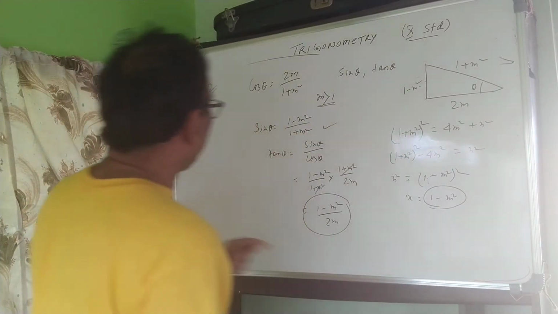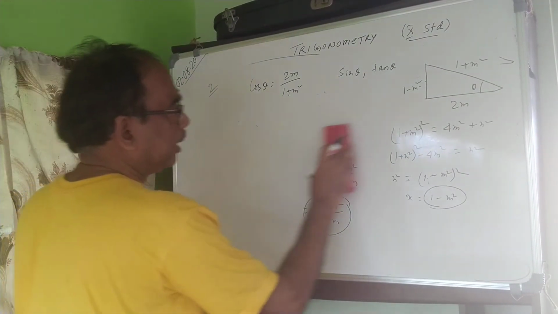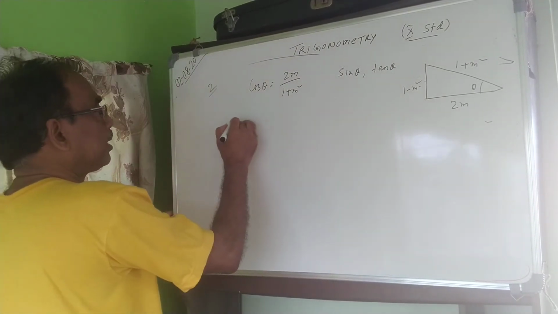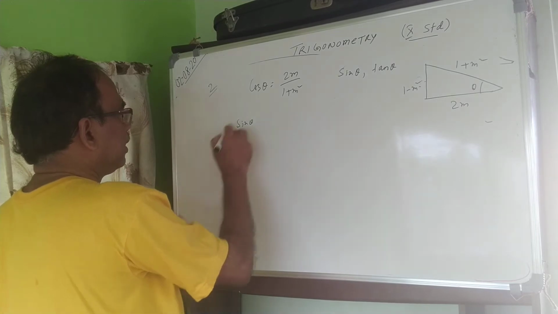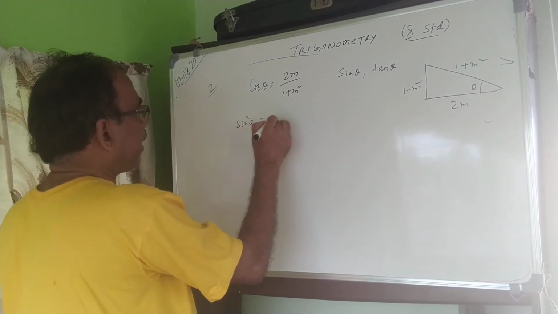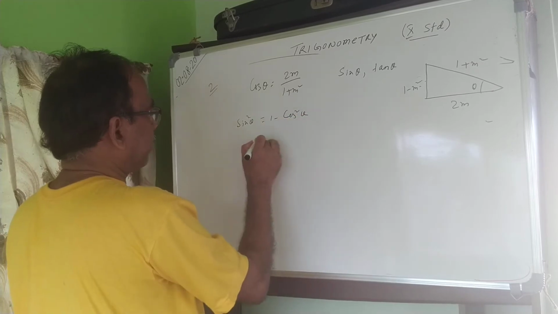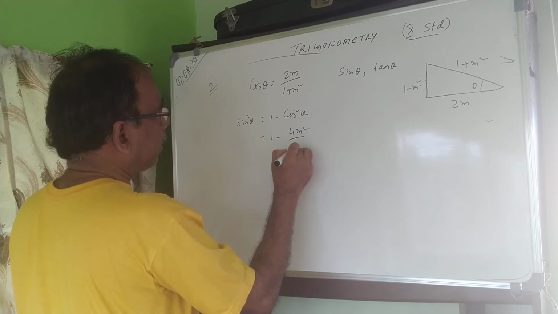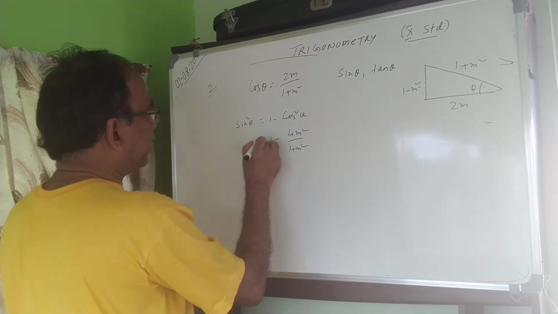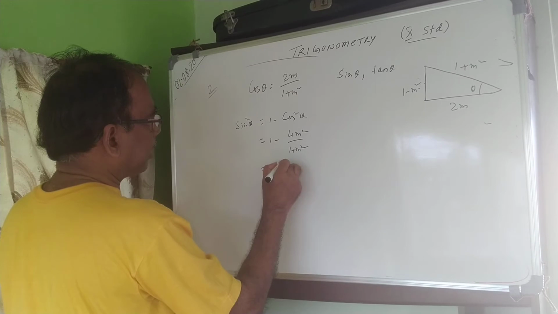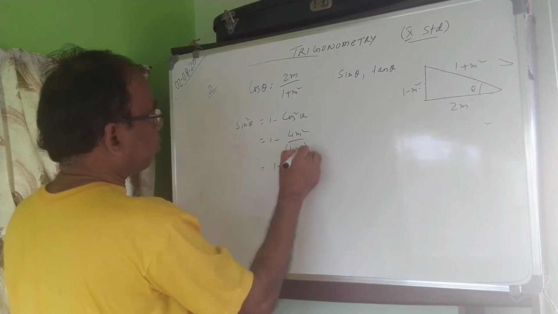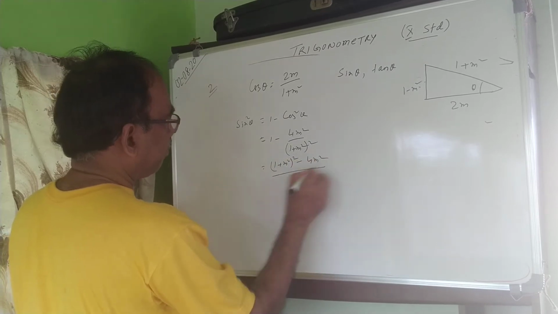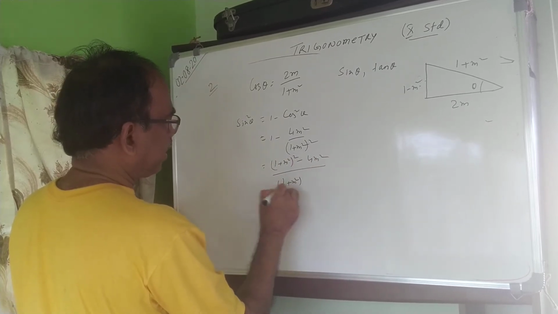There is another way you can do this sum. If you don't want to use the triangle formula, you can use the trigonometric formula. Sin square theta is 1 minus cos square theta, that is 1 minus 4m square by 1 plus m square. That will be a little bit lengthy. That is 1 plus m square whole square minus 4m square by 1 plus m square whole square.